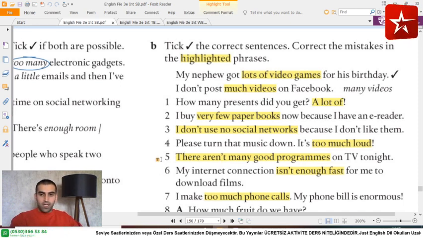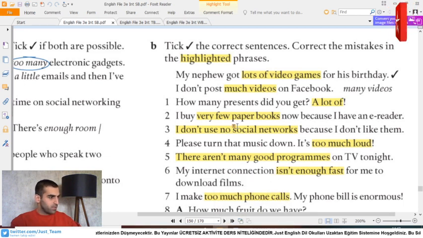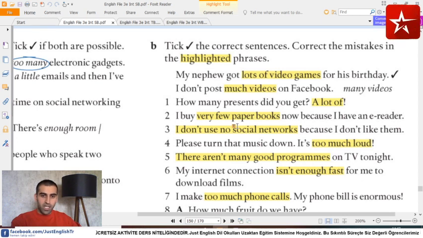Alright guys, let's have a break time. After the break time, we will continue with our second part. Mr. Enes, is it a pre-intermediate book? No, it's not. It's the intermediate book I'm using at the moment. Okay, let's have a break time. After the break time, we will meet again.